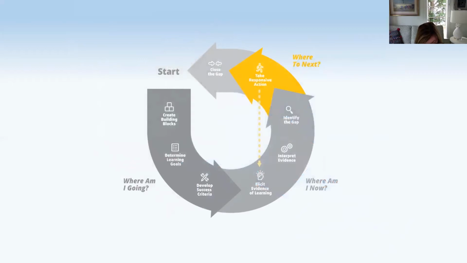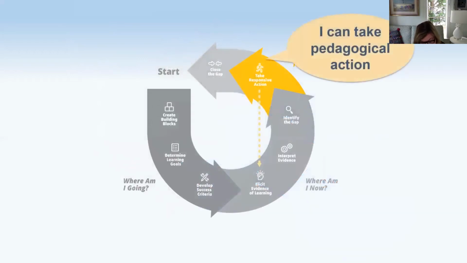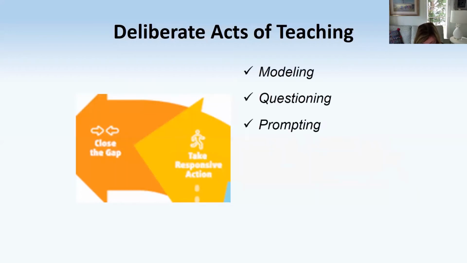And then the next part is the where to next, taking that responsive action. So based on the evidence the teacher has, they take that responsive action, whatever it is, with the goal of keeping learning moving forward. And these deliberate acts of teaching, these deliberate responses that teachers make, can take the form of modeling, questioning, prompting, telling, explaining, and feedback. So the teachers have these deliberate acts of teaching in their repertoire that they can implement depending on the nature of the evidence.